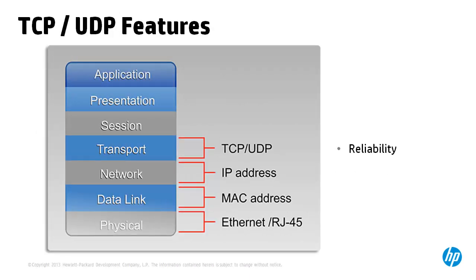TCP implements reliability, where every segment transmitted is acknowledged, and if the segment goes missing, it will be retransmitted. UDP does not implement reliability, and once again will rely on the higher layer protocols to implement reliability if required. In certain cases, such as with voice over IP, reliability is not required. So there's no point retransmitting lost voice. So UDP is ideal for applications such as voice over IP. It's kind of pointless retransmitting lost voice.